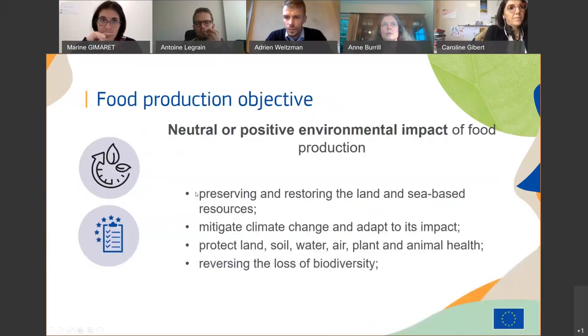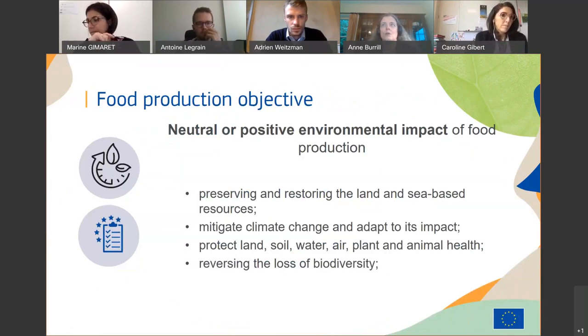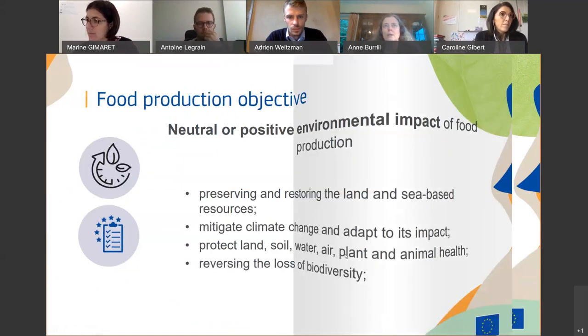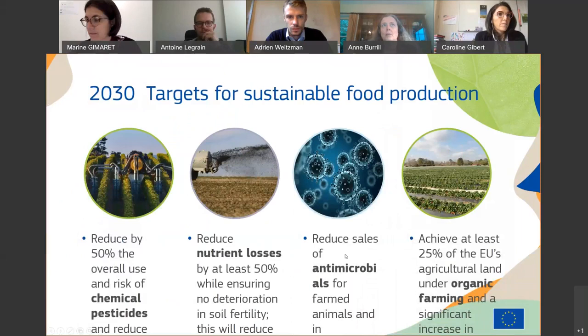Now, if I focus a little bit on food production and what the Farm to Fork says specifically on the food production part of the food system, you can see that the overall goal is to have a neutral or positive environmental impact from a new transformed food production model. In the strategy, we set a number of specific targets, and you'll see that these very much overlap with some of the specific targets in the biodiversity strategy.